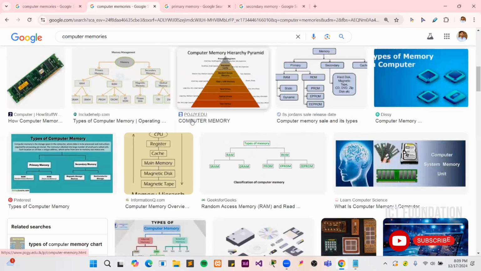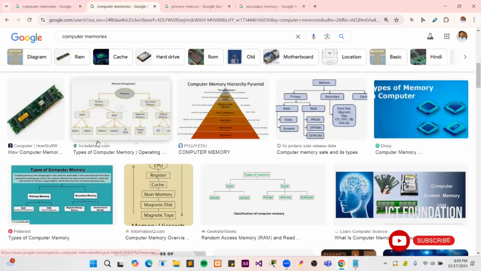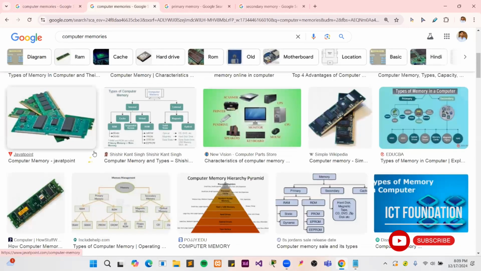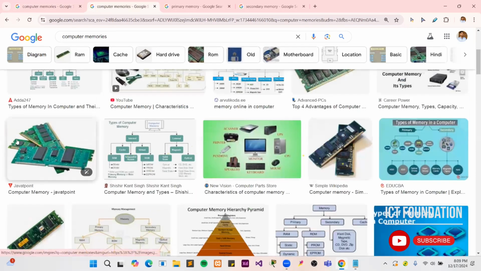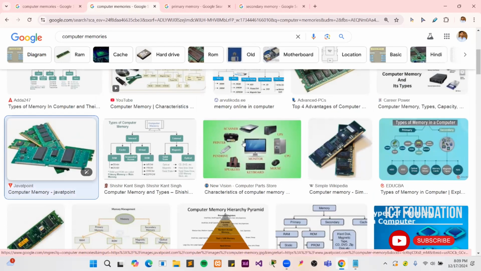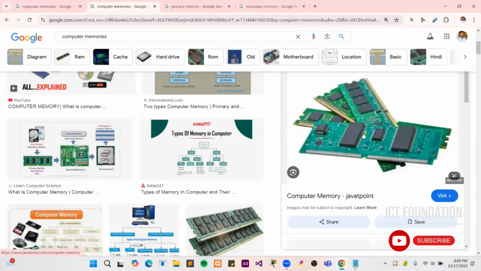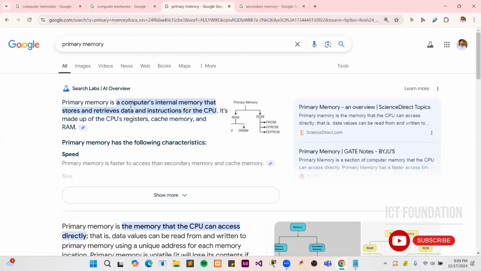When someone talks about computer memory, you will frequently hear about RAM. Random access memory is a kind of memory. In this RAM physical part, you may see this one. So this is a RAM. There are different kinds of RAMs available for usage according to different computer types. So this one is a computer RAM. Initially we have to talk about the primary memory. So what is the primary memory? Primary memory is a computer's internal memory that stores and retrieves data and instructions from the CPU. The main memory has a direct connection with the CPU.